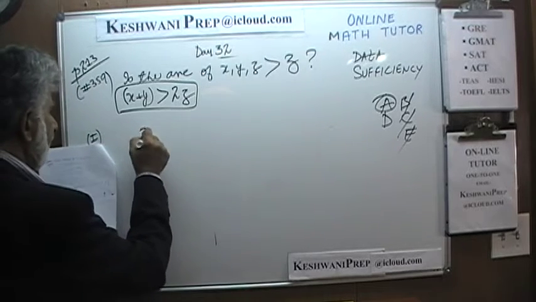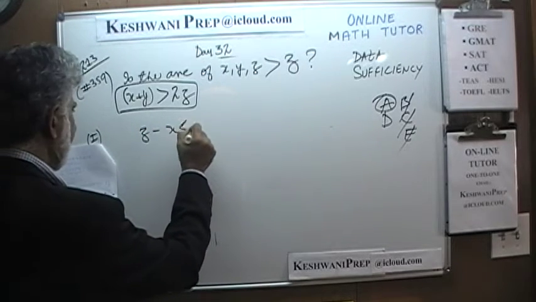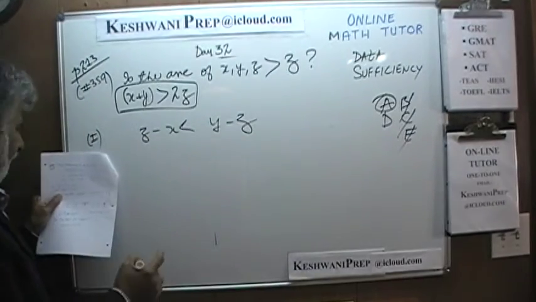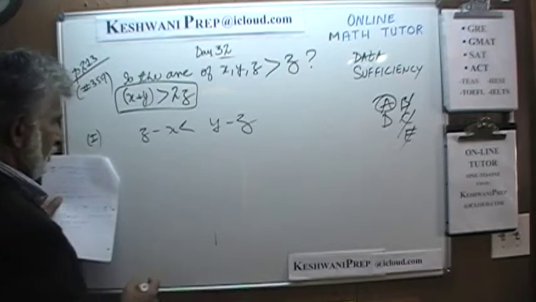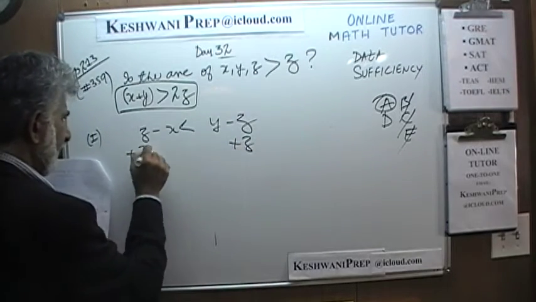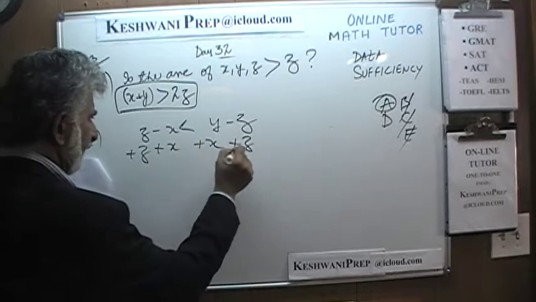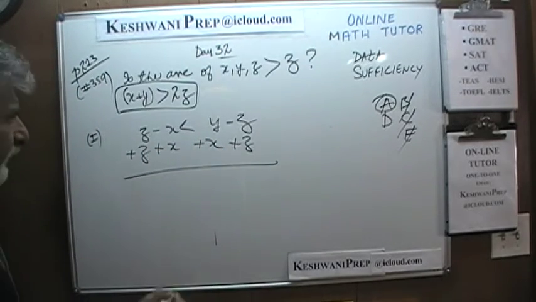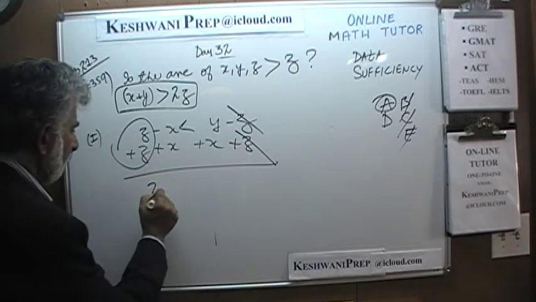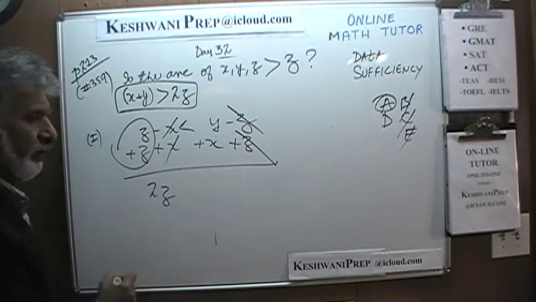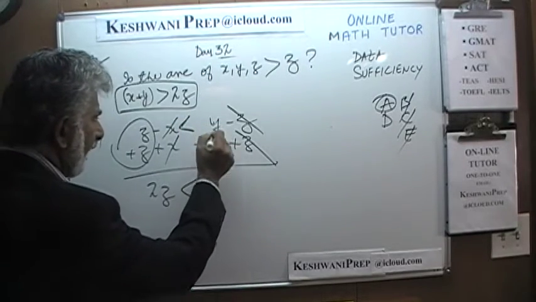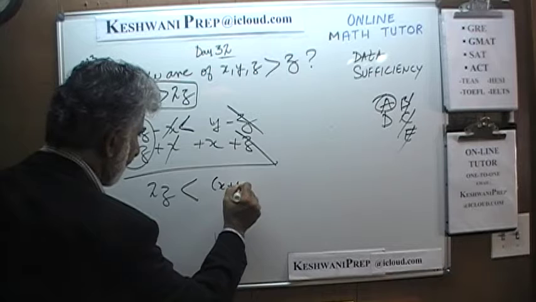First statement tells us that z minus x is less than y minus z. Let's bring z to both sides here, and let's add x to both sides here. As you can see, minus z and negative z are going to cancel out, and we'll end up with two z's, and negative x and positive x are going to cancel out, and it says that it is less than y plus x, which is the same as x plus y.